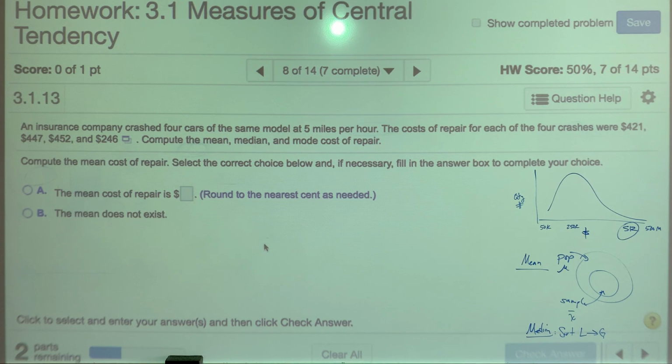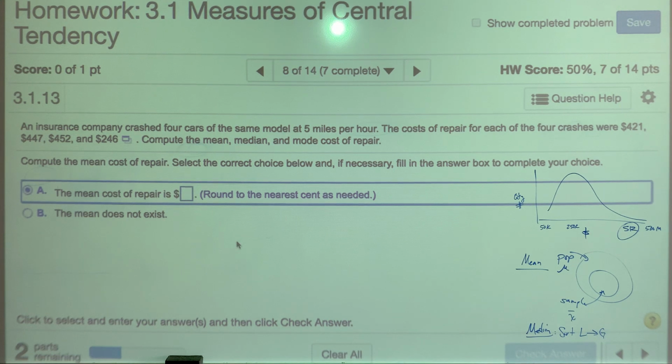All right, let's do this together, shall we? I'm not going to pull up Excel. This is a small enough data set. Let's do it by hand, okay? In a moment, we're going to get to a bigger data set, and we'll do that in a big data set. For now, this is easy. All right, let's do the mean first.